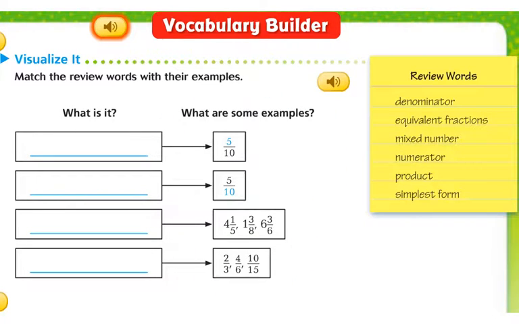So what is it? That's where the review words are going to be placed. And what are some examples? So we first have 5/10. We see that the 5 is highlighted. We go down our list and we know that the 5 is the numerator part of the fraction. So we write it down on our line. Next, we see 5/10 again, but we see the blue part is highlighted. We know that is the denominator, so we write that on our line.